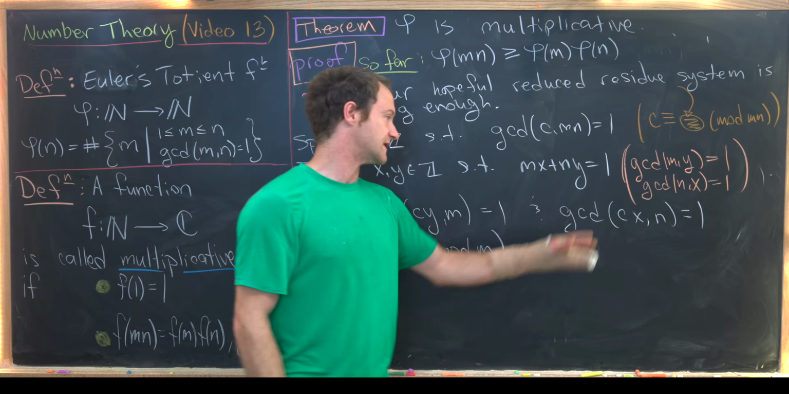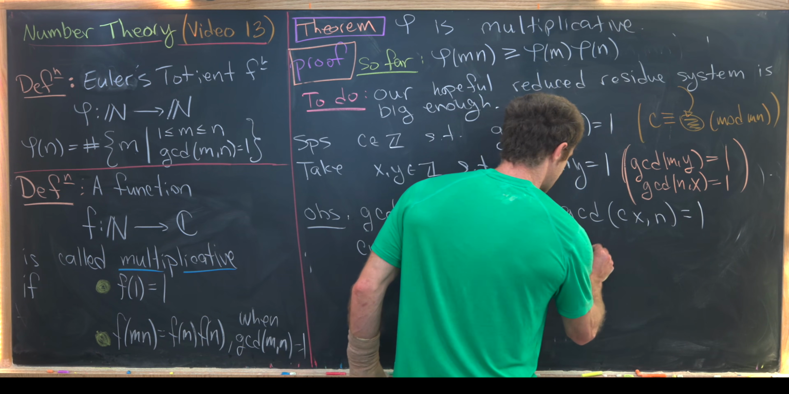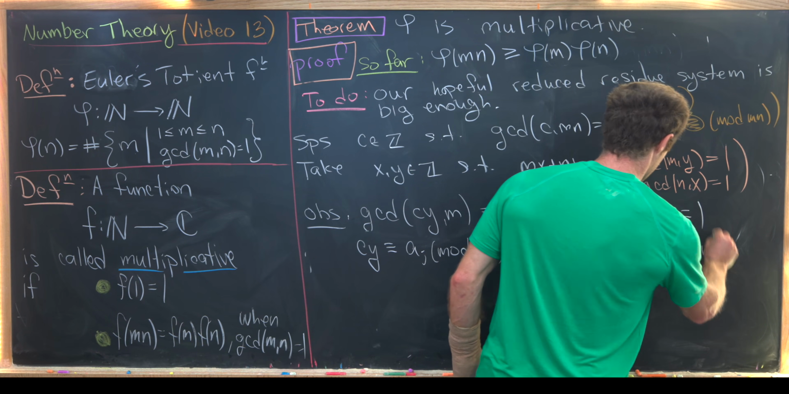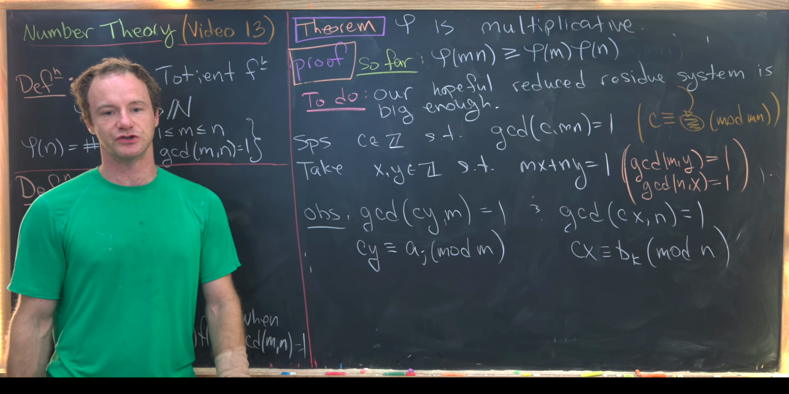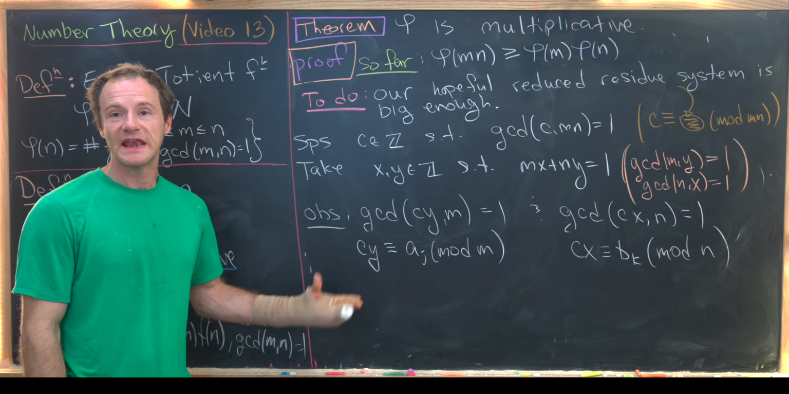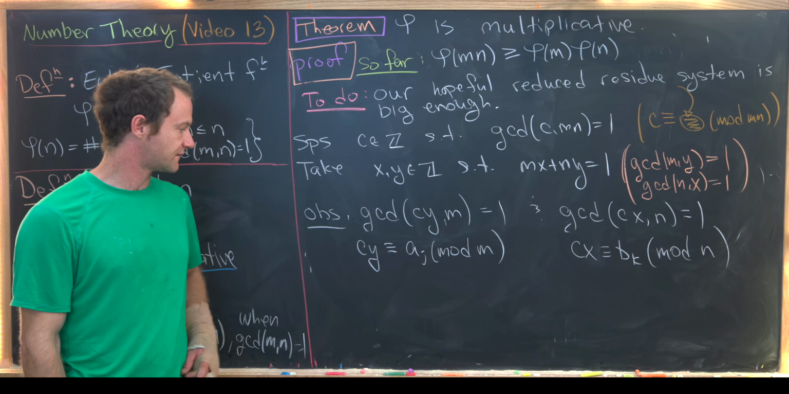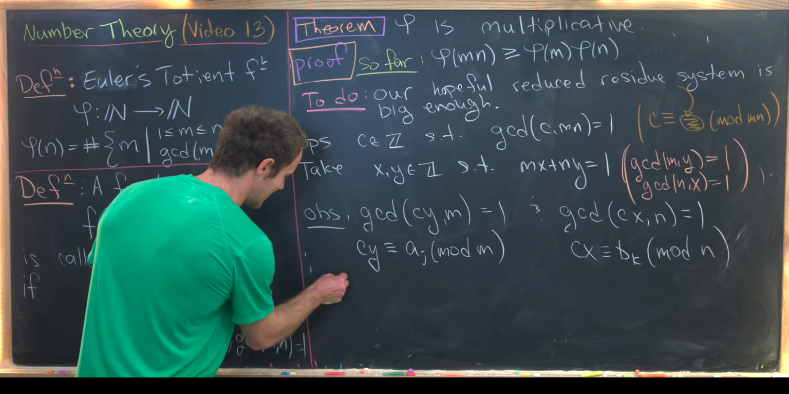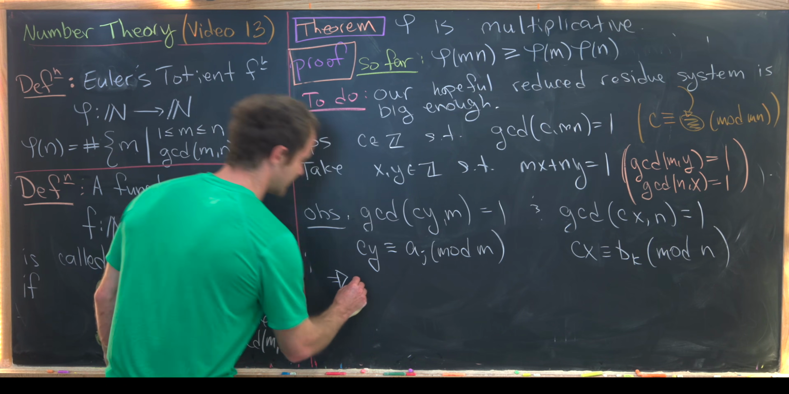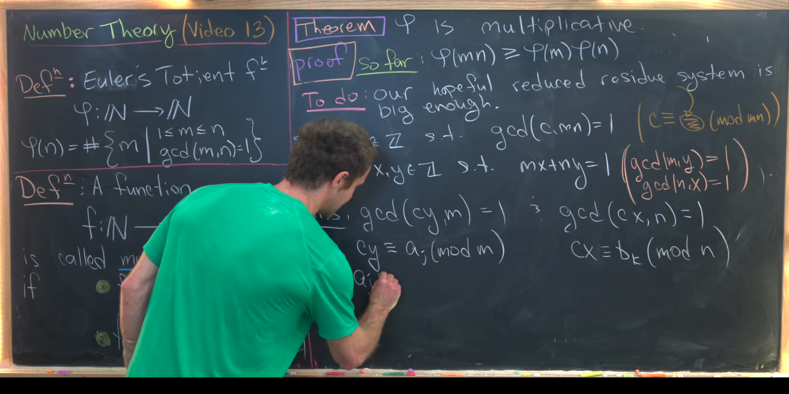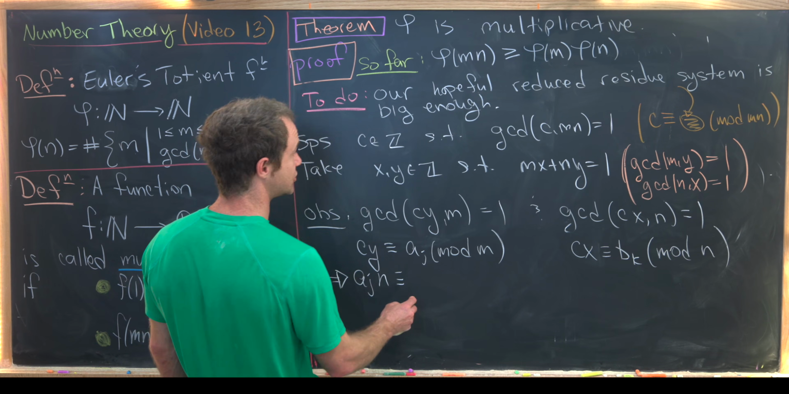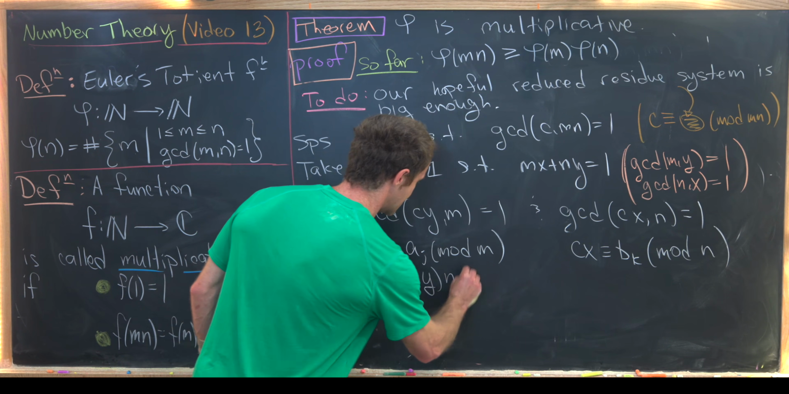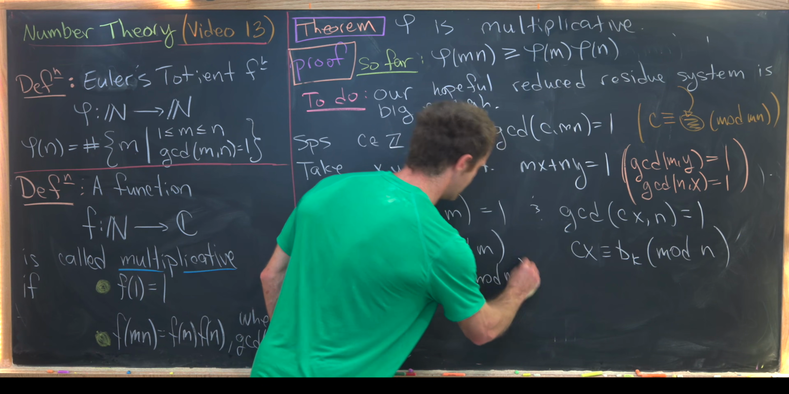And then similarly, this over here says that CX is congruent to B sub K modulo N, again, because we've got this reduced residue system. And now we're actually ready to start finishing it off. So let's multiply both sides of this congruence by n, and notice that that tells us that A_J times n is congruent to, let's see what we've got, CY times n modulo M.